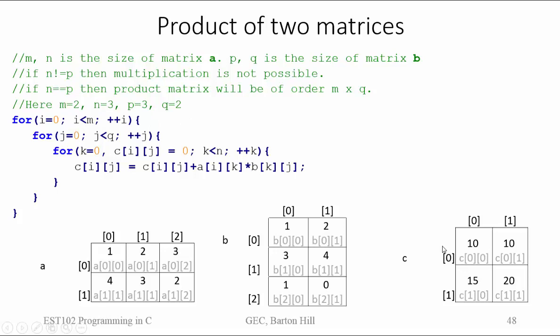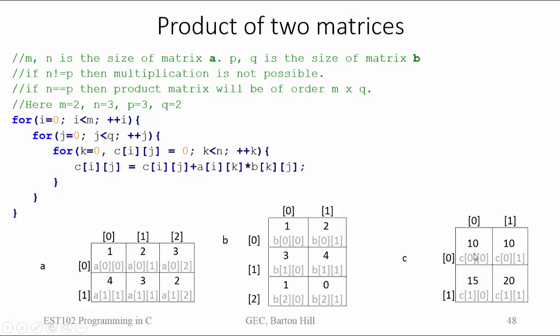Okay, now since we are finding the elements of the product matrix, we will be traversing through each location, so we will be using these two loops for that. For i equal to 0, i less than m, then plus plus i. For j equal to 0, j less than q. Here the product matrix is of the order m by q, so i will go up to m, and j will go from 0 to q.